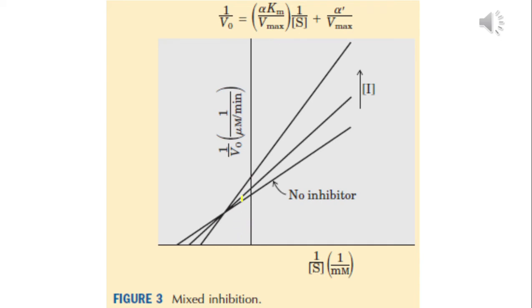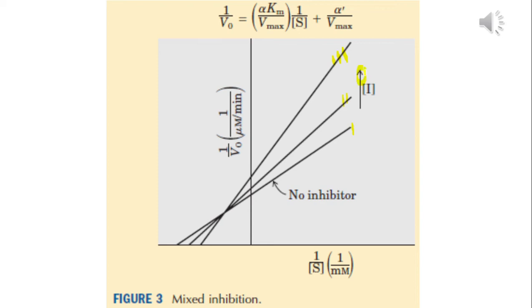This is an LB plot for mixed inhibition. Here also three plots are given on the same graph. In the lowermost plot, there is no inhibitor. As we go up, inhibitor concentration increases.